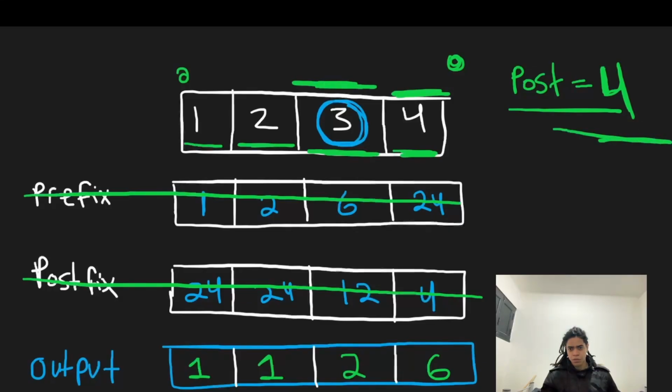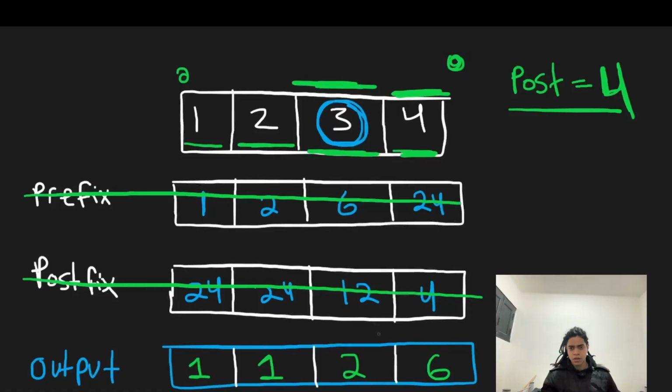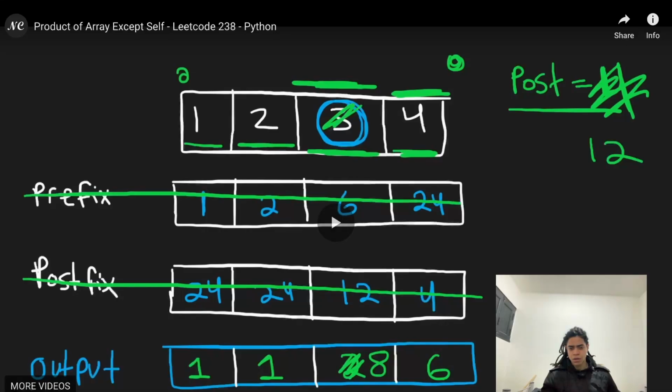So we're going to take our postfix, which tells us the postfix up until this point, and multiply it by the 2 that's in this position. So 4 times 2 is going to give us an 8 for the output value. Then we can take this value 3, multiply it by our 4, which is going to give us a 12. So now we visited this value.